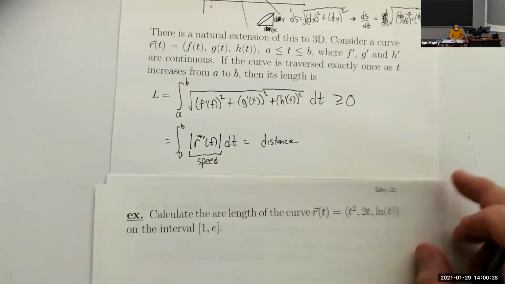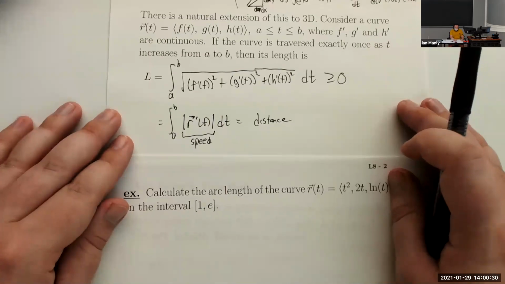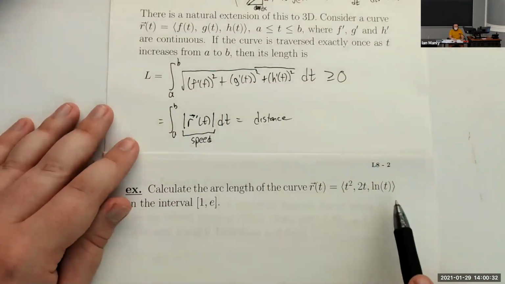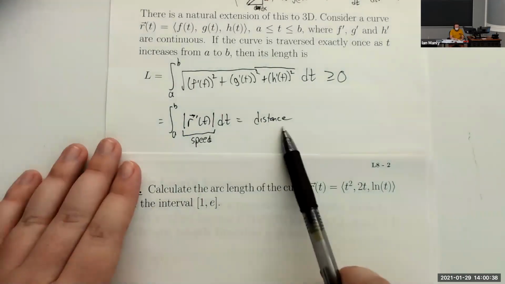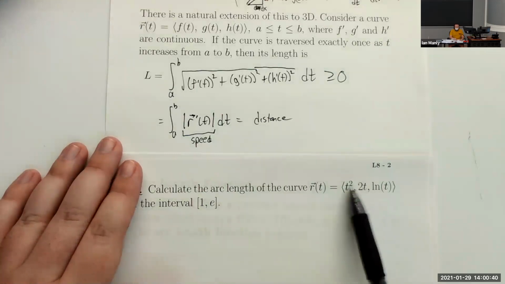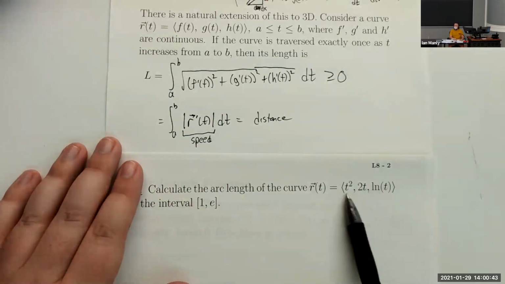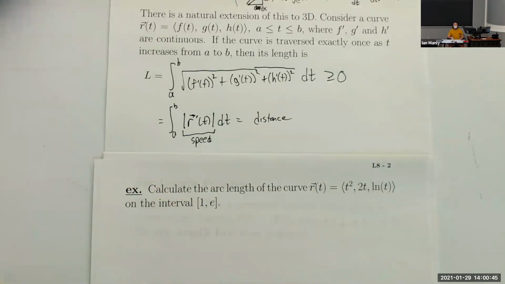So let's calculate the arc length of the curve. R of t is this right here. And by the way, for those of you who had me in Calc 2, I mentioned this, but you can imagine this as the distance a particle travels if the particle has this position function right here. That's another way you can imagine the arc length integral.